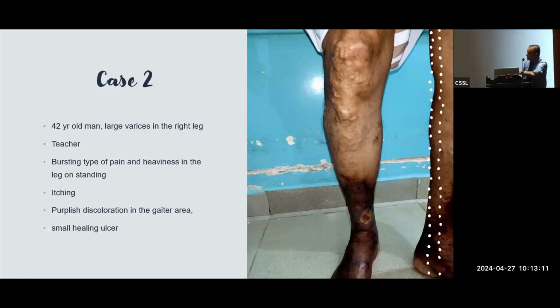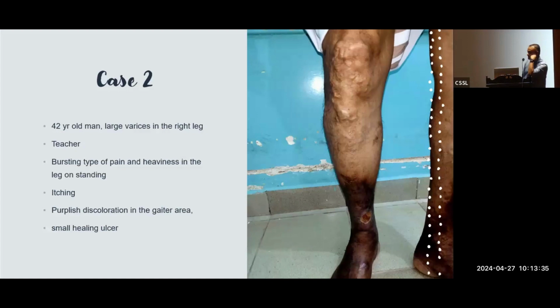Yeah, I mean, this looks fairly straightforward with a healing ulcer. This is basically C6. If you remember my previous talk, this is C6, active ulcer. All the skin changes are there. Sachit, so now he wants definitive treatment. He is a teacher. He doesn't want to just come to your clinic for repeated strapping. What will you do now?